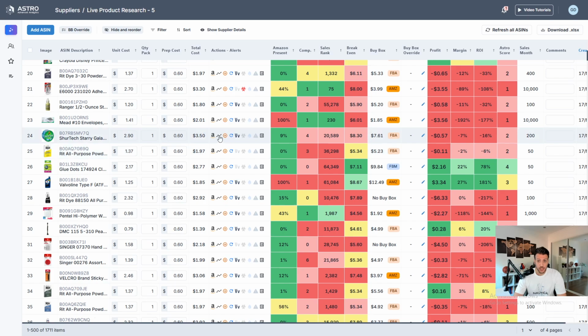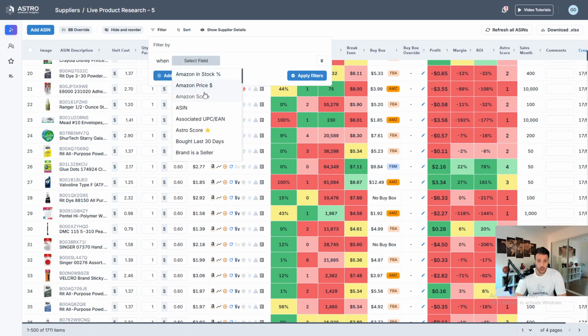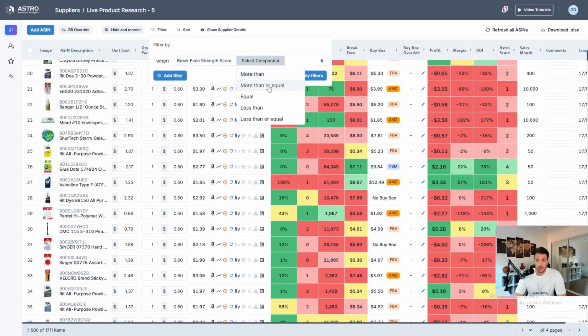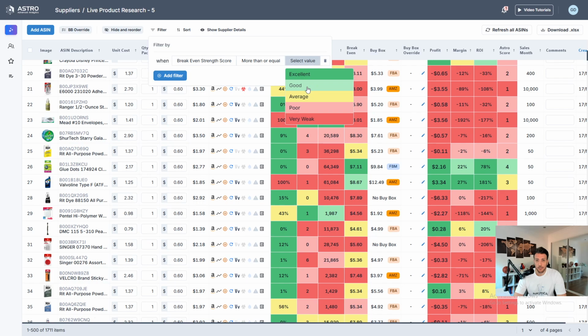I'm going to jump straight into the product research. Instead of filtering by the Astro score, let's filter by the break-even strength score. The one I just mentioned to you. So let's go to break-even strength score. I'm going to tell Astro, only show me products that are more than or equal to good. So we're only going to see good and average.